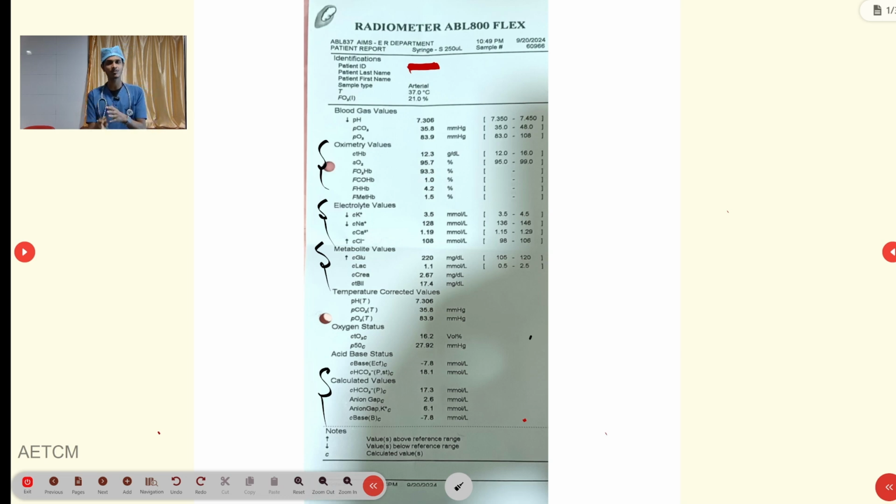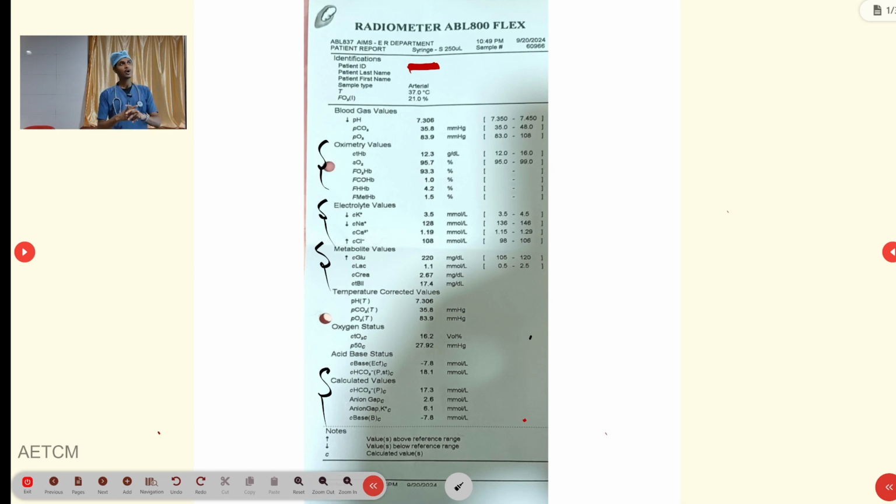Additionally, if your machine has the provision, it will vary from machine to machine. It is based on the tests available from the manufacturer. In our institute, we get oximetry, electrolyte values, metabolite values, and temperature related values also.